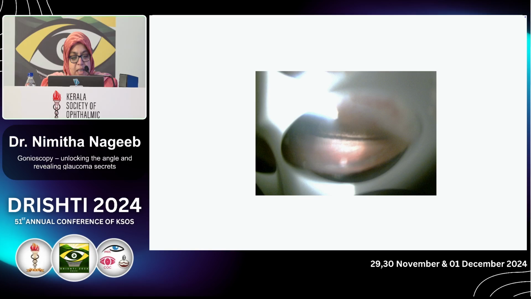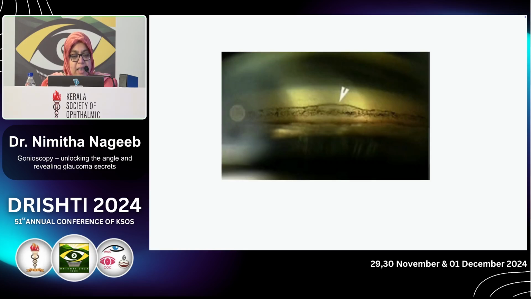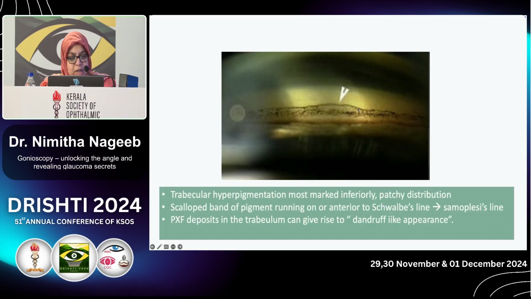Then this is a gonioscope picture where you can see a uniform pigmentation of the trabecular meshwork, a Schwalbe's line and the concave iris configuration, which is all indicative of pigment dispersion syndrome. Other than that, in this gonioscope picture, there is small white fluffy dandruff-like material and patchy pigmentation of the trabecular meshwork and the Sampaolesi line, which is seen in pseudoexfoliation syndrome.